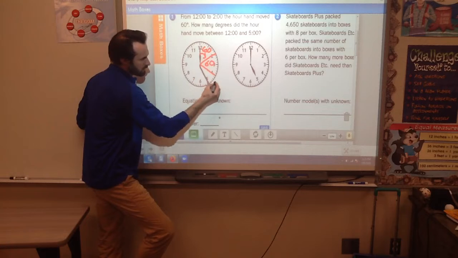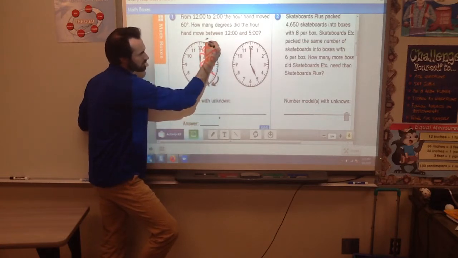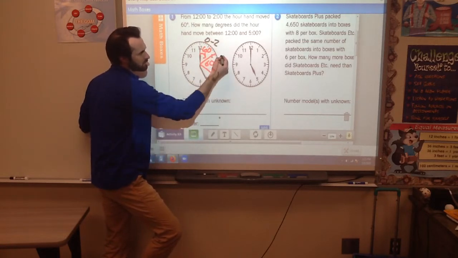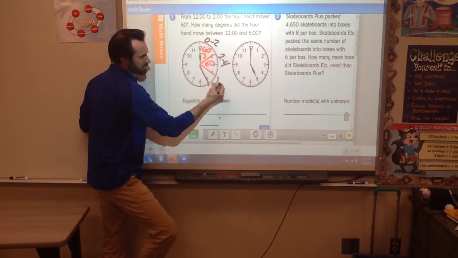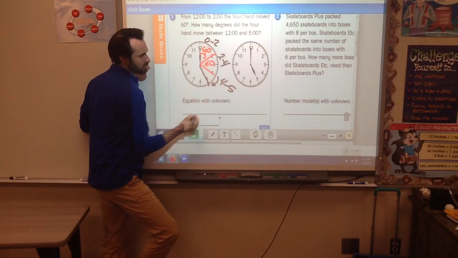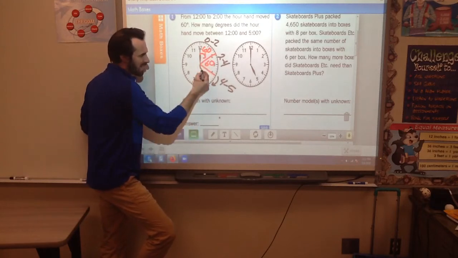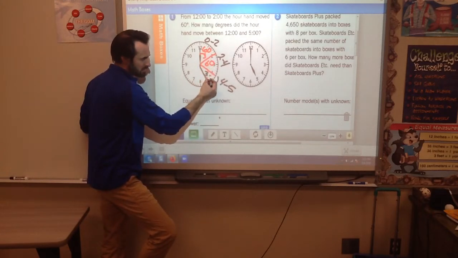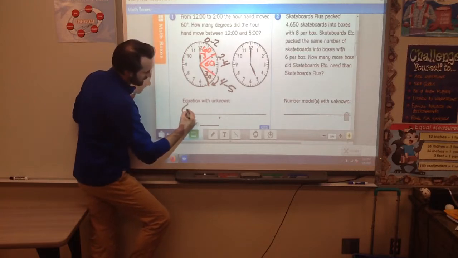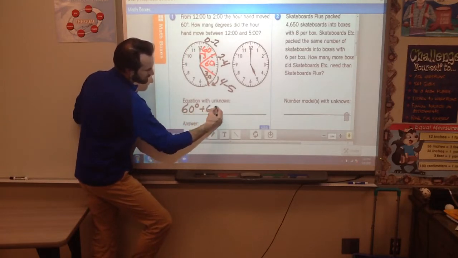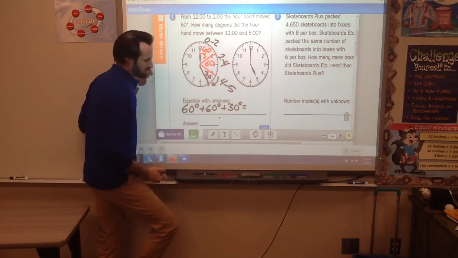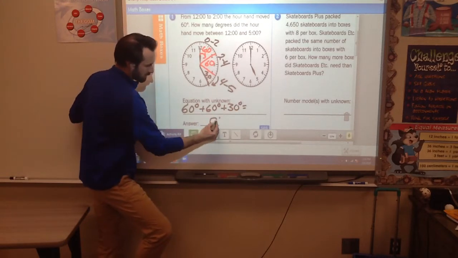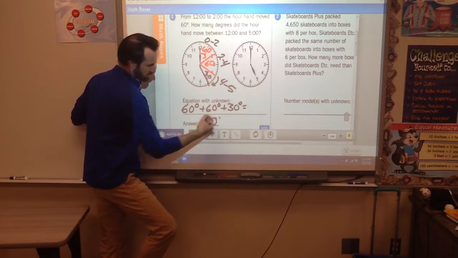This one, from 4 to 5, so 0 to 2 was 60 degrees. 2 to 4 was another 60 degrees. This time I'm only going 4 to 5. I'm only doing half of that. So this has got to be half of one of these, which would make this 30. So your equation would be something like 60 degrees plus 60 degrees plus 30 degrees. And that's just a simple addition problem. 6 plus 6 is 12, plus 3 more is 15.